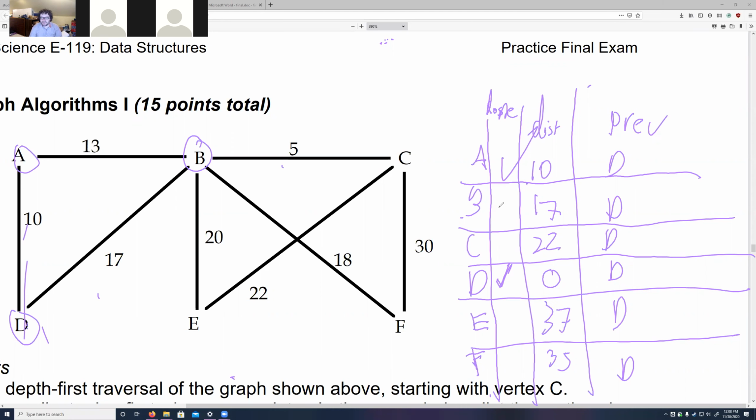So we're done updating from B. Now let's look at which one of these is cheapest: 22, 37, and then 35. Next is C, because that is the next cheapest.